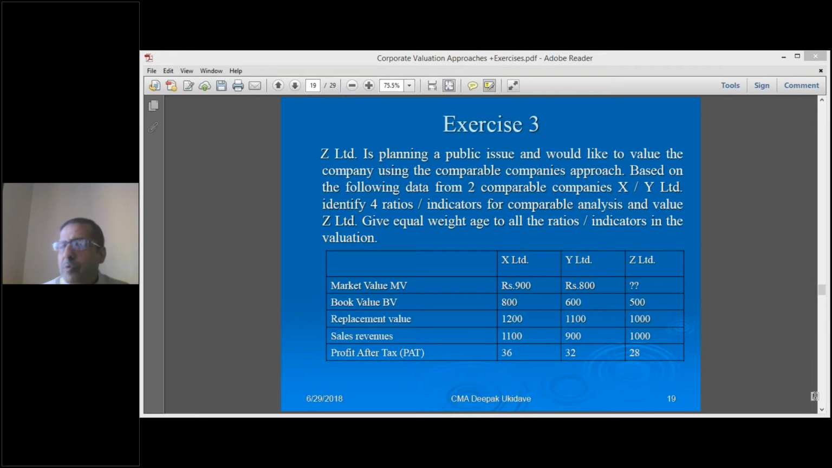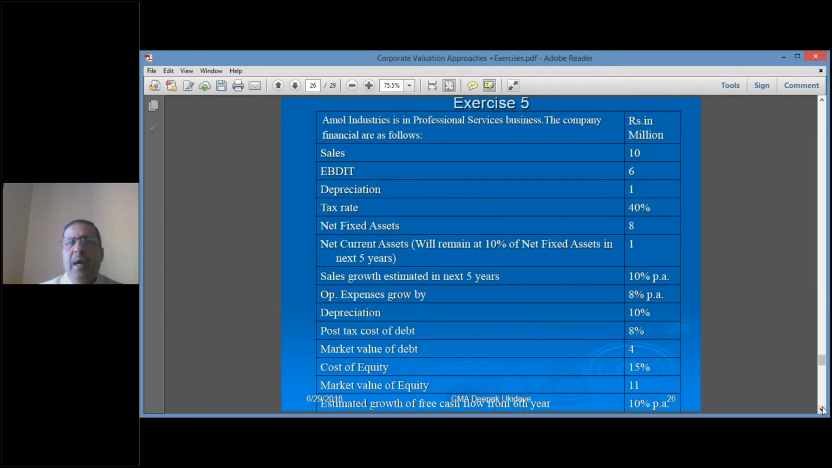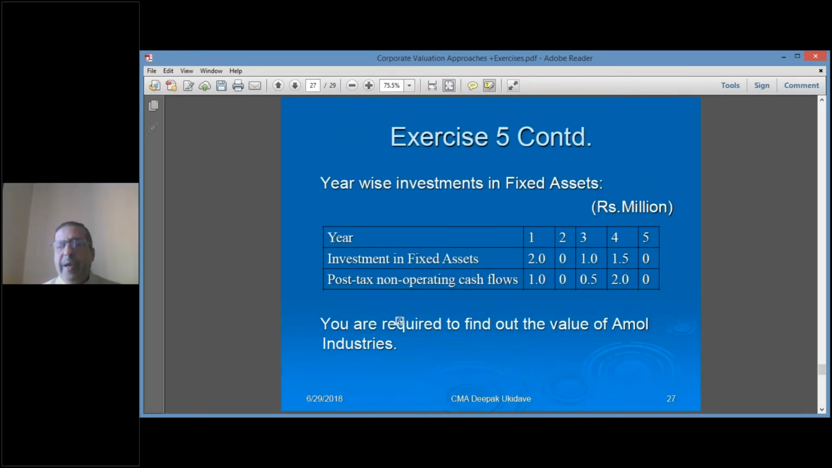So we have covered 4 methods, and we have also covered 4 exercises from this slide. Rest of the exercises you can do on a self study. I think there are 5 exercises which are given. Exercise number 5 is further very lengthy, and that is again on FCFF method. You are required to find out the value of Anmol Industries using FCFF. Operating cash, it's not given, but it is understood.